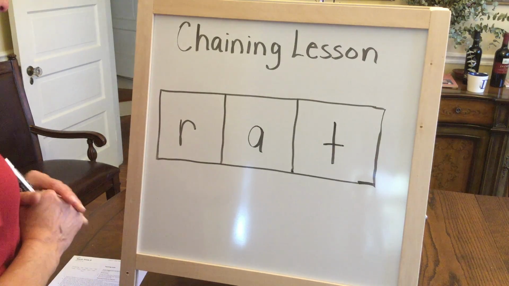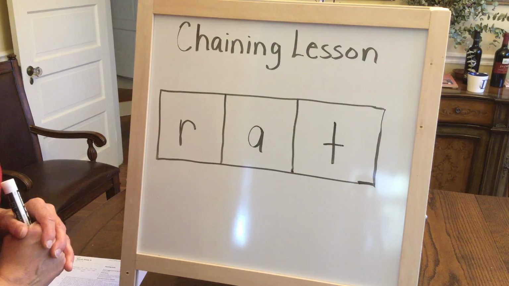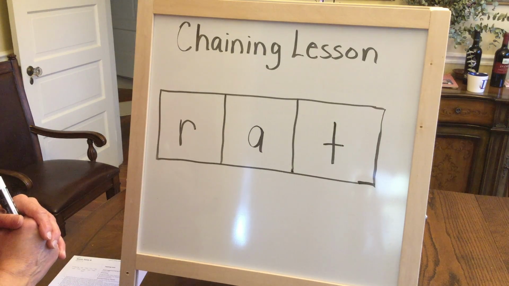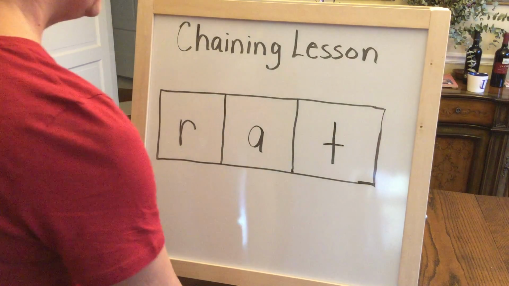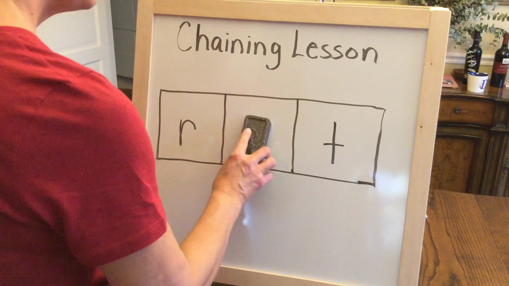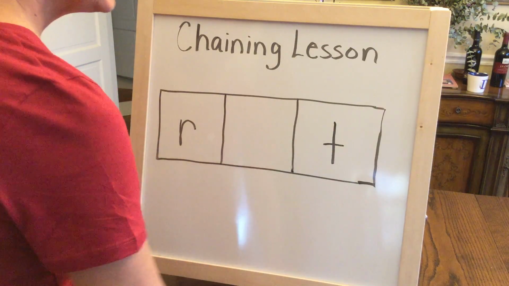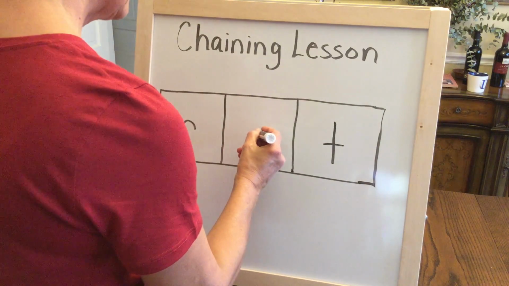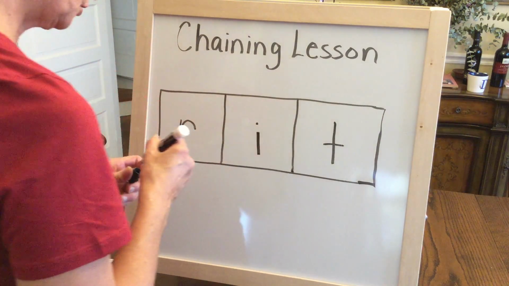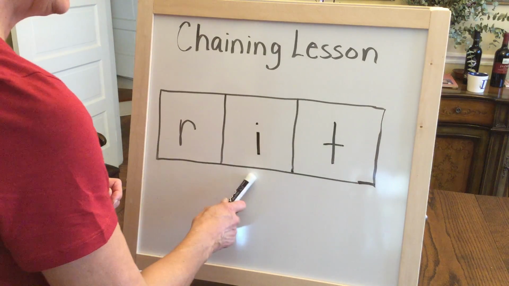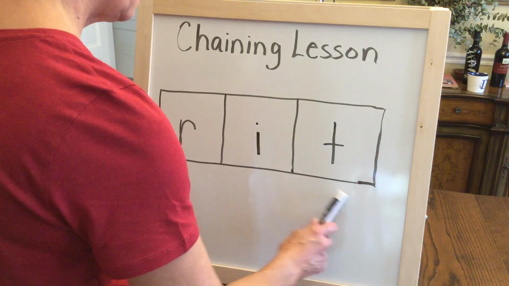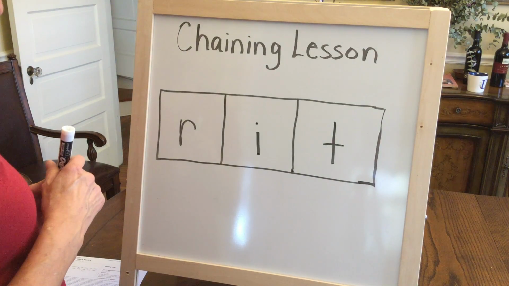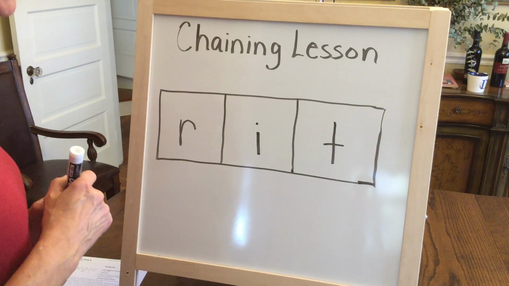Now let's do our next word. I want you to change the A to I. So think about which letter you need to change. Correct. You need to change the A to the letter that says I. What letter says I? Correct. I. Now let's read this word. Rit. Very good.